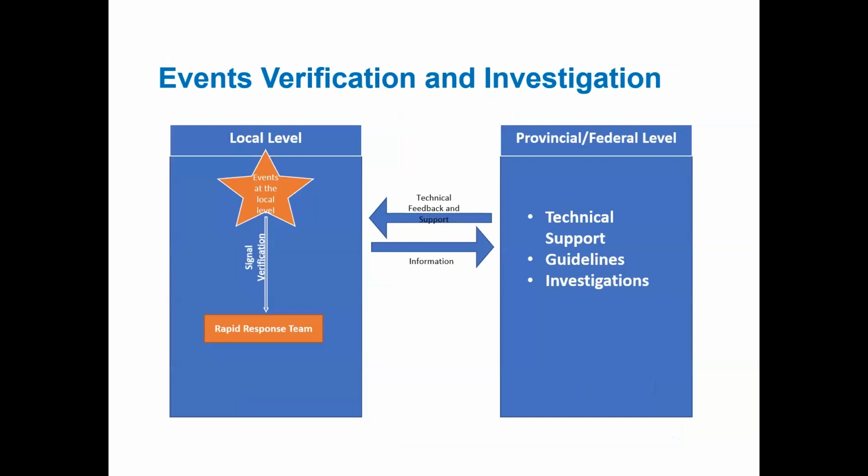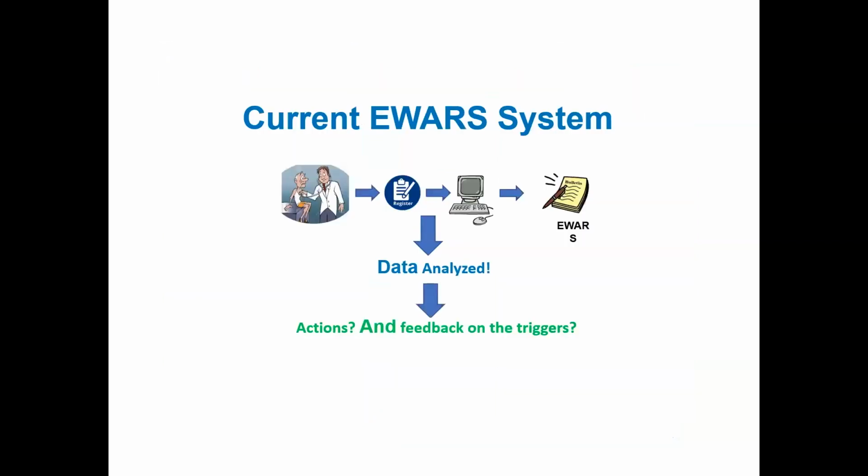And the provincial and the federal level provide more technical support, guidelines, and investigation if they are asked to do so. So the primary responders are the rapid response teams at local level. And the current EWARS system has some gaps, which made us implement the SORMAS for event-based surveillance.